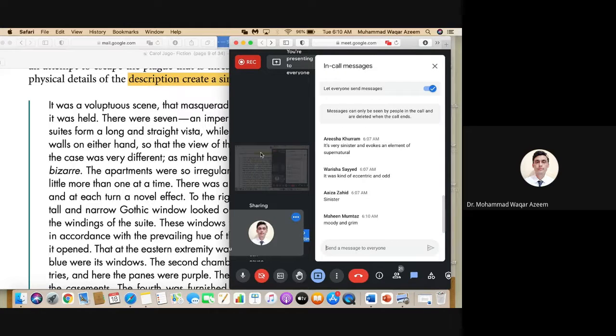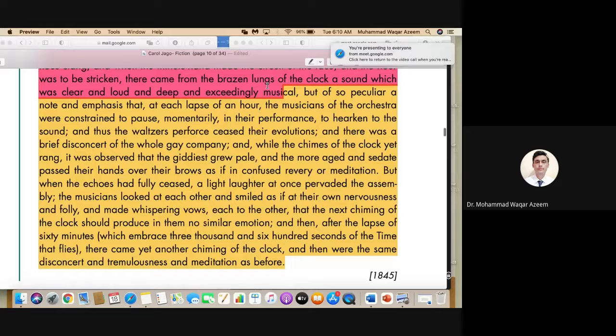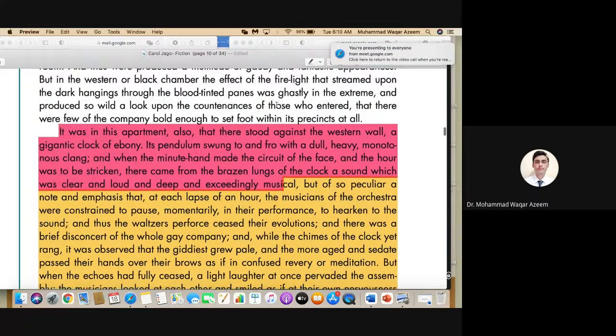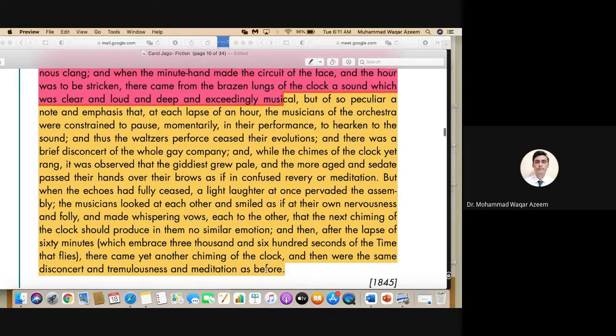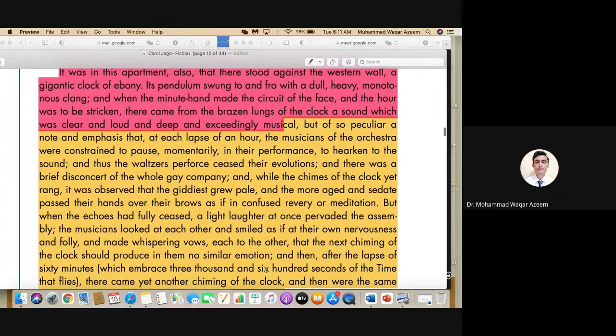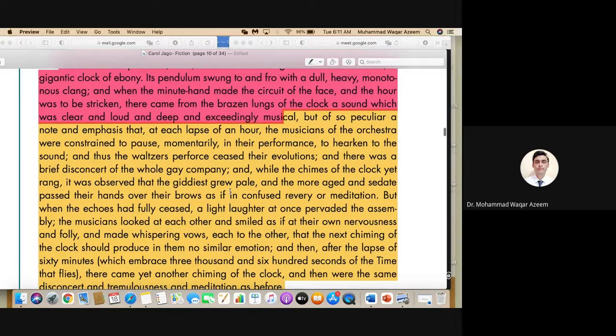And you might have noticed how much the writer has spent his time on just describing the one chime, one ring that comes out of the clock, starting from here until here. So this is all about one chime that comes out of the clock. So when the hour strikes, one can listen to the bell coming out of the clock, right?